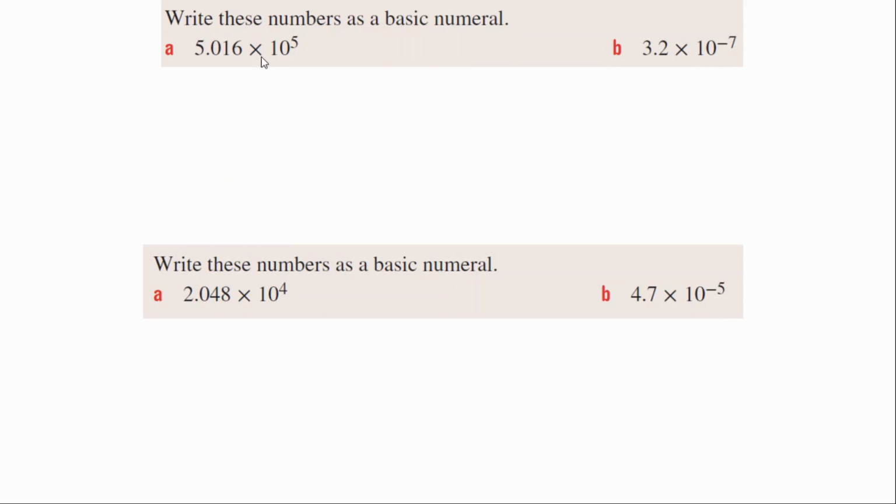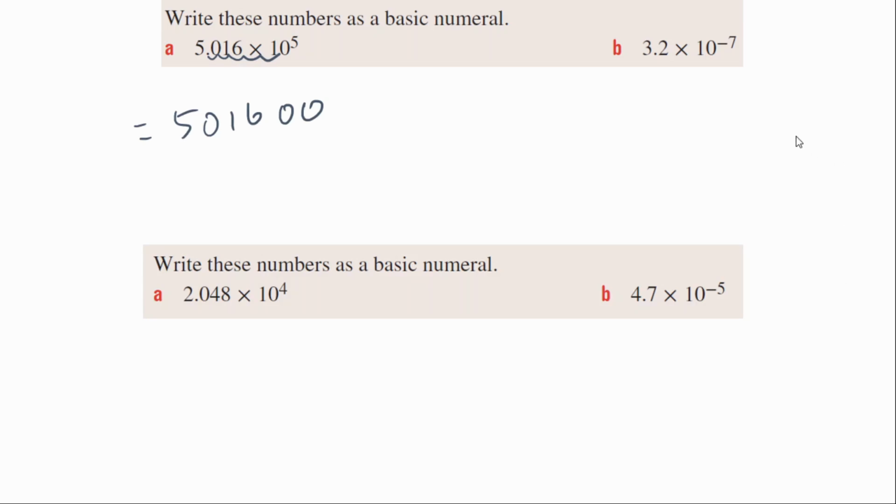So when we have times 10 to the power 5, all we're doing is moving the decimal point to the right 5 spaces. 1, 2, 3, 4, and 5. So your answer here would be 5016. So that's 3 decimal points moved, and then add another 2 zeros for the remaining 2. So your final answer should be 501,600.